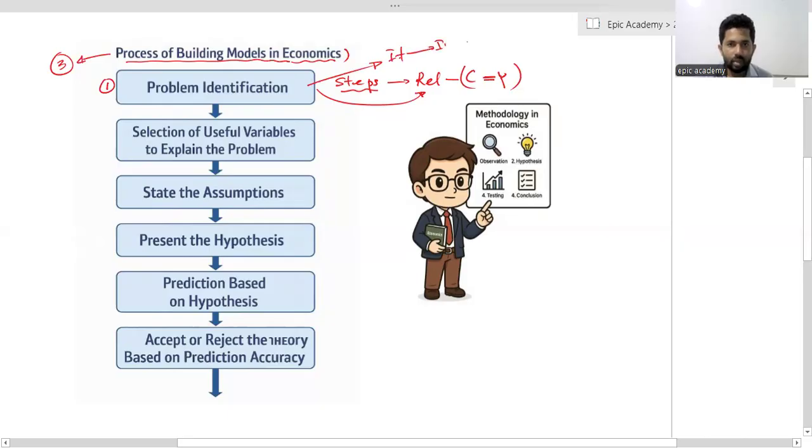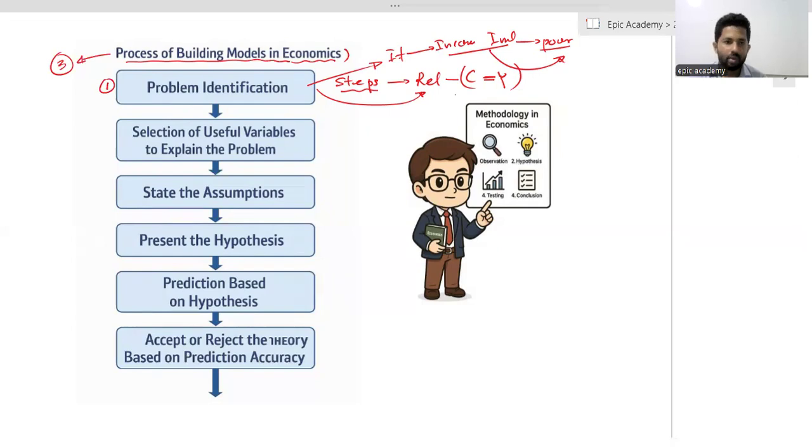On the other hand, as another example, if the income of poor people increases, what will happen to their consumption pattern? That's the problem. We don't have any idea about that one. We need to observe that.